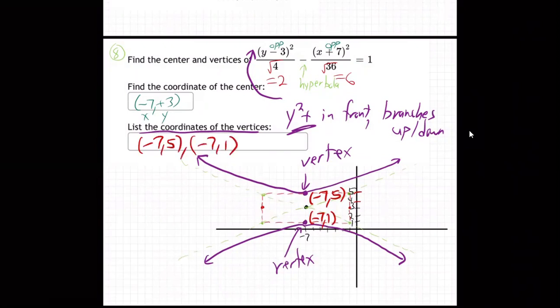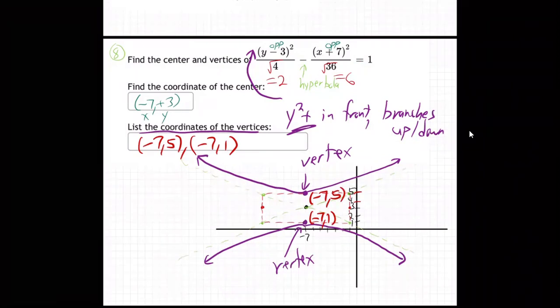And you can put them in either order. You can put the back 7, up 1 first. It doesn't matter. Make sure you put a comma in between them. Like that. So I'm listing both of the vertex points, the 2 vertices, and giving the coordinates, back 7, up 5, and back 7, up 1. There they are. There's the 2 points. That's all they want on this one.